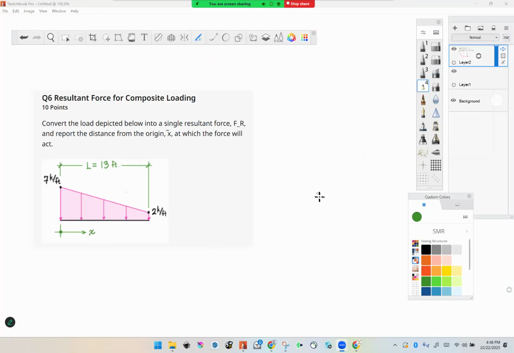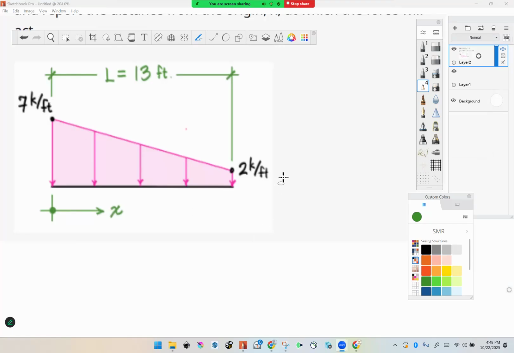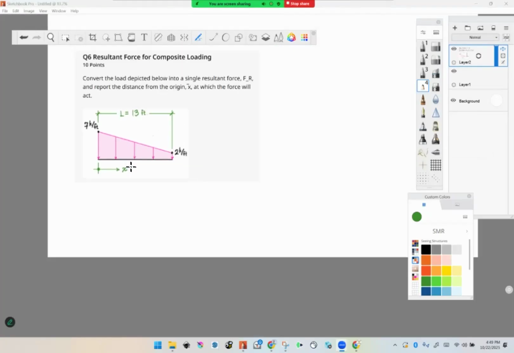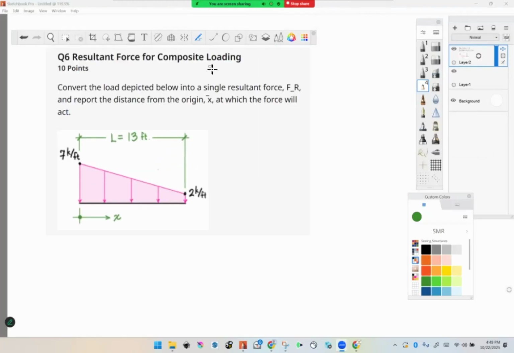This is a video solution for problem 6 on homework 5. We are given a line load. It's not a uniform load. It's decreasing in value from left to right. It has a peak intensity of 7 kips per foot, and it has a lower intensity of 2 kips per foot. And we're asked to convert it into a single resultant force and report the distance x bar at which the force will act. This is an equivalent systems problem.